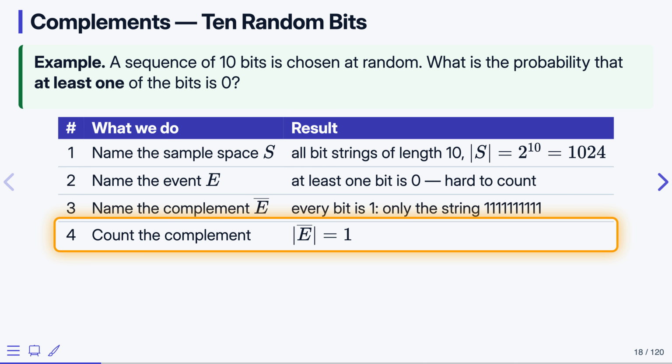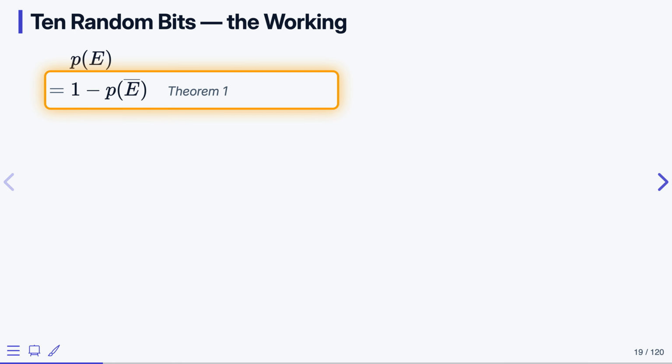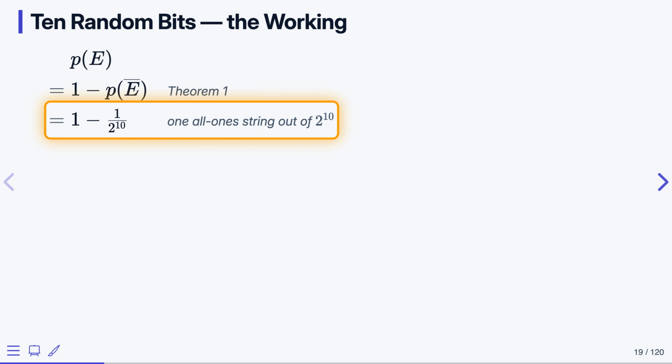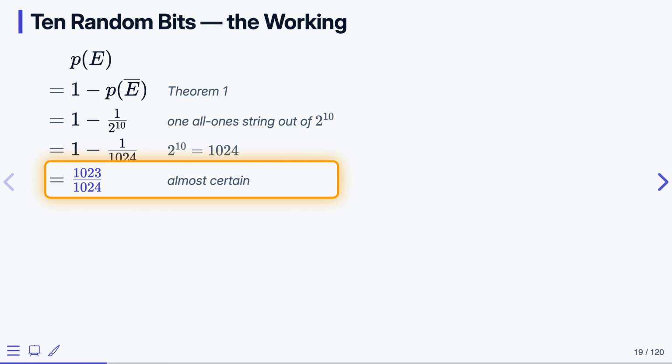Now the working is easy. We want P of E. By Theorem 1, that is 1 minus the probability of the complement. The complement is the single all one string, out of 2 to the power 10 strings. 2 to the power 10 is 1024. So the answer is 1023 over 1024, almost certain. That matches our feeling. With 10 random bits, getting 10 ones would be a surprise.